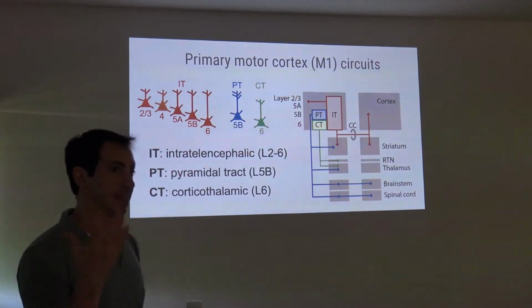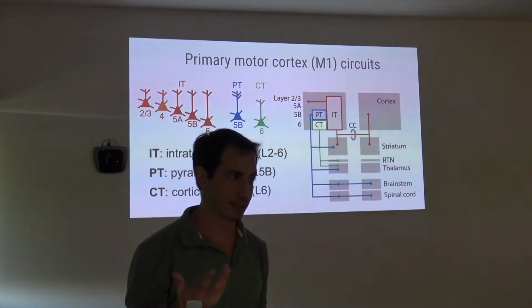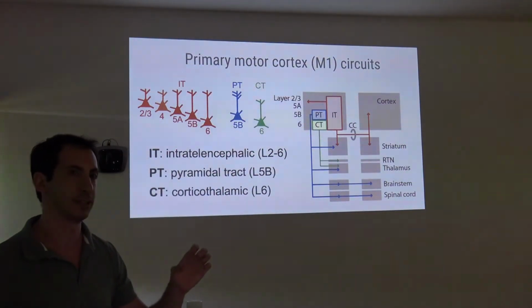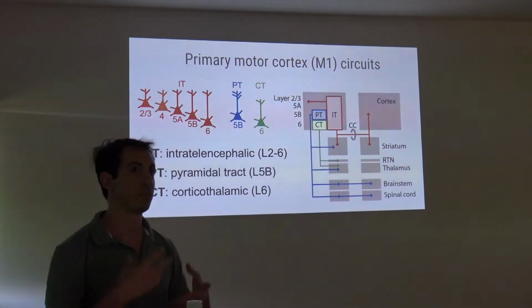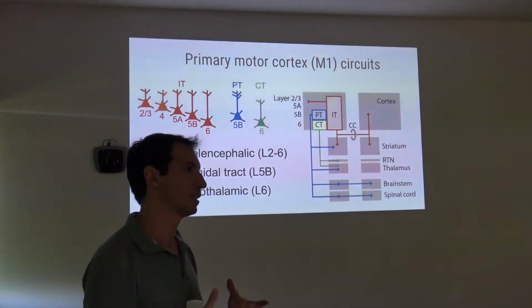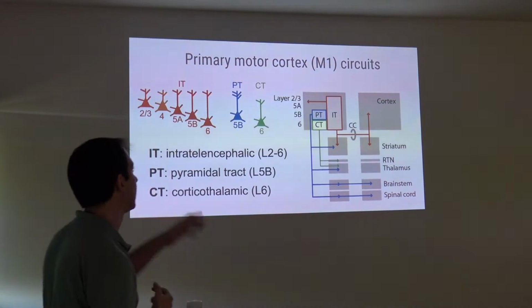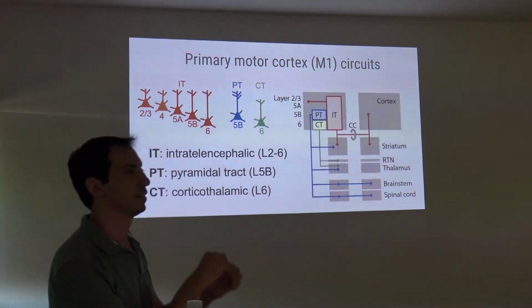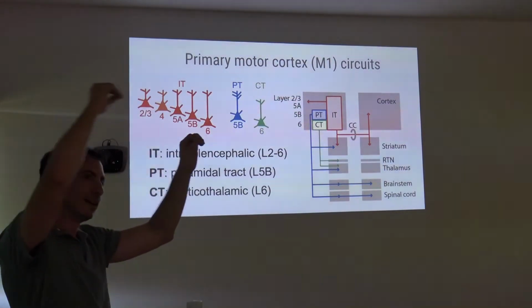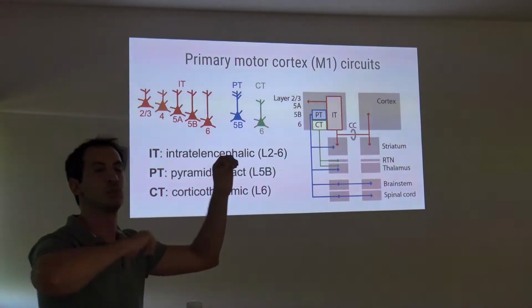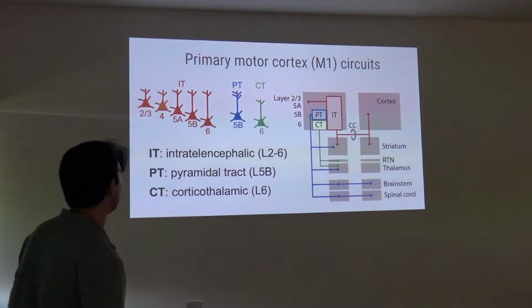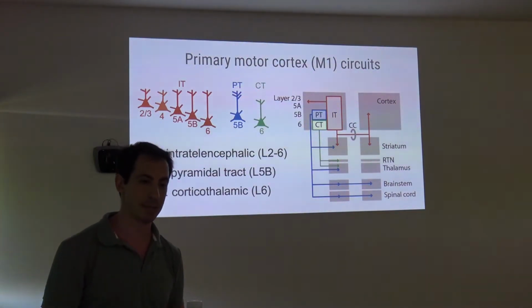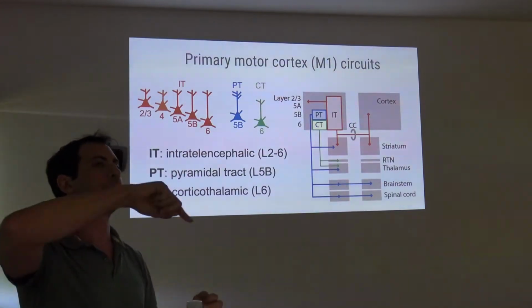Then you have the PT cells, which are called pyramidal tract cells, and they project out of cortex down to the spinal cord. They're very important because they're the output of the circuit. Imagine motor cortex is the part of the brain that controls your movement. So these are the cells that project from the cortex down to the spinal cord to send the signals to move. And then we have this third type of cells, the CT cells or corticothalamic, which project back to thalamus.